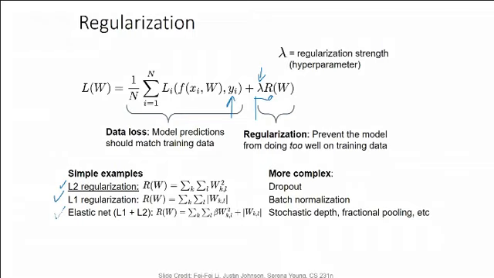Then we have a more complex representation. This is dropout. This is called stochastic regularization. Note down batch normalization also.